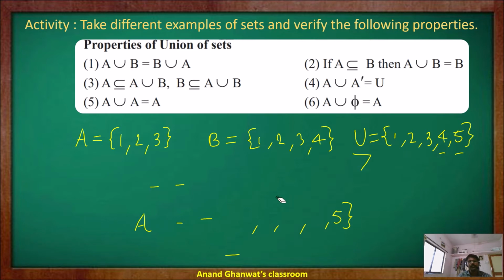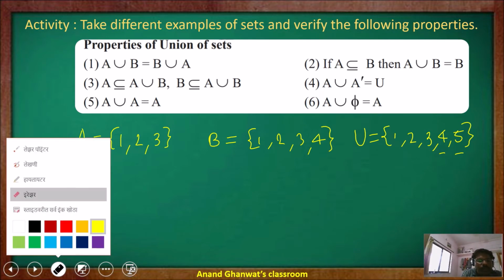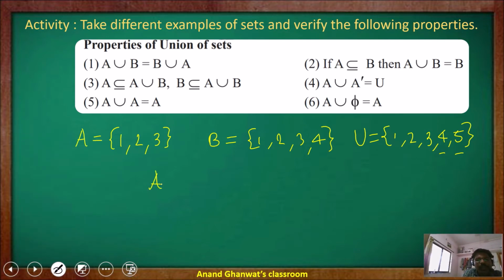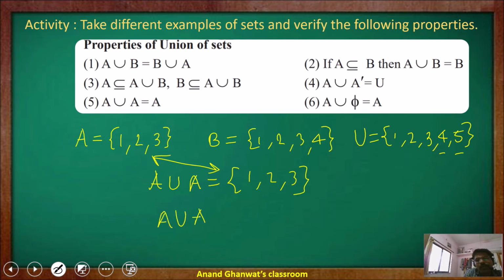Now next, A union A is equal to A. It is always true. Let us write A union A. As a definition, A union A is a set of all elements which are present in set A or in set A, that is 1, 2 and 3. Now compare A union A and A. All the elements of set A are present in A union A. Therefore, A union A is equal to A.